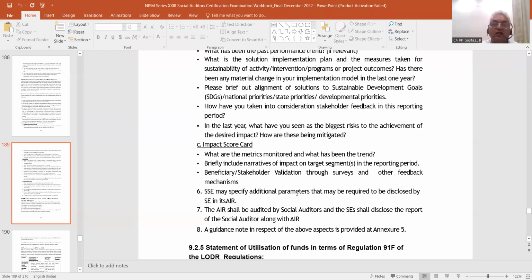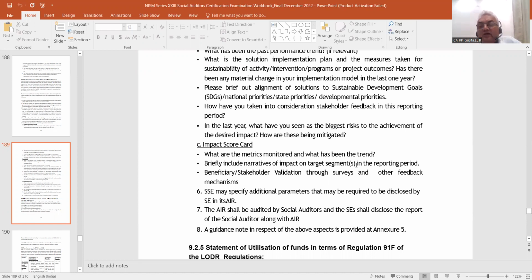Then impact scorecard. So what are the metrics mentioned, monitored, and what has been the trend? Then briefly include narratives of impact on target segments in the reporting period. Beneficiaries, stakeholders validation through surveys and other feedback mechanisms. Then the social stock exchange may specify additional parameters that may be required to be disclosed by the social enterprise in its annual impact report.